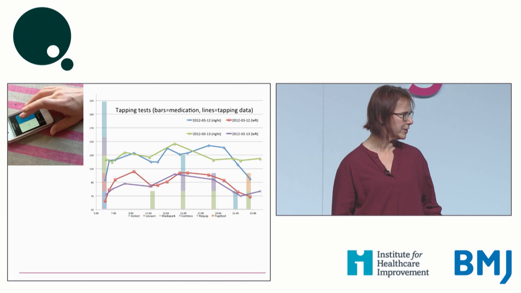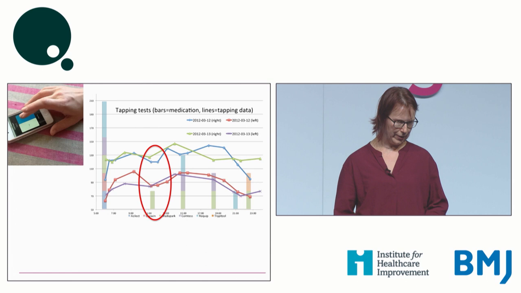And I didn't know what I was going to find when I started, but I found this dip in function over lunch that to me indicated that the medications were too far apart in time. So I moved the medication intake that I had at 11:30, I moved it to 11. And as a result, I had a more even effect of my medication.